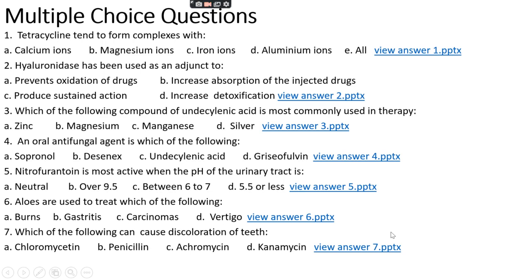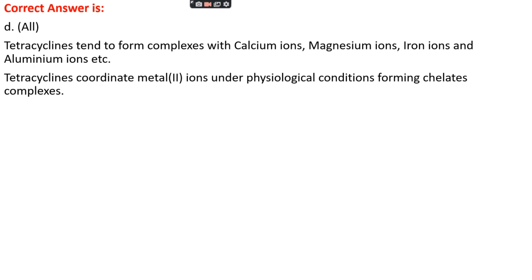Question number one. Tetracycline tends to form complexes with: option A, calcium ion; option B, magnesium ion; option C, iron ion; option D, aluminum ion; or option E, all. The right answer is option E, that is all.